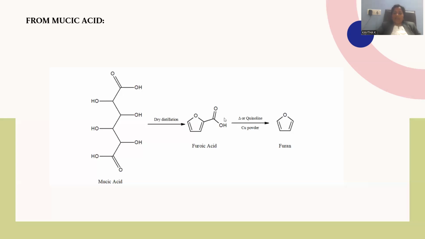This furoic acid will participate in thermal decomposition. Thermal decomposition is nothing but, upon raising the temperature, the carboxylic acid will remove carbon dioxide as a byproduct, giving rise to furan as an unsubstituted product. Or else, decarboxylation is also accompanied by copper powder. Upon treating furoic acid with copper powder, furan will be the product. Quinoline is also a catalyst which is potential for the decarboxylation process. Either method we can adopt in order to convert furoic acid into a furan product.